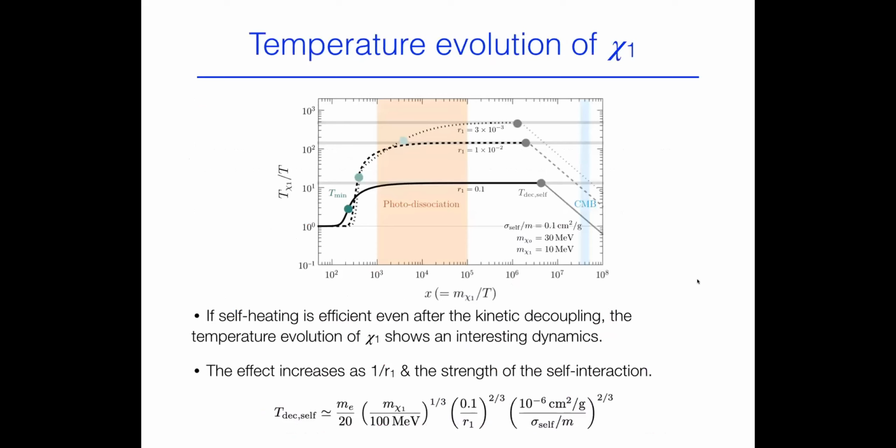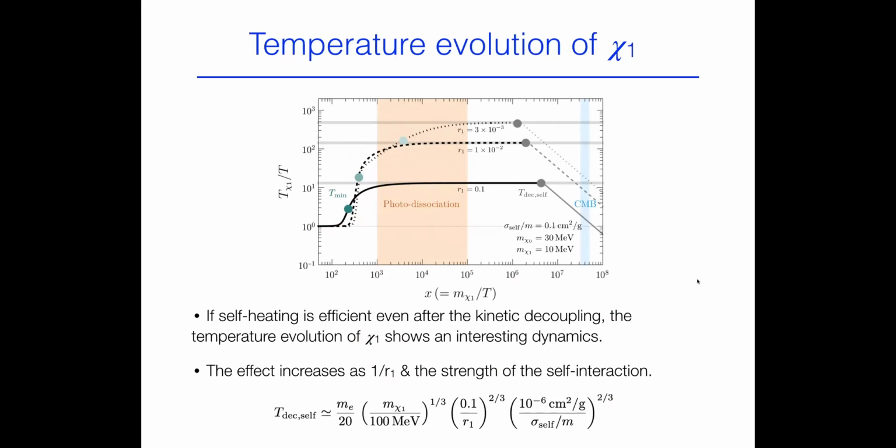This is what the temperature evolution of the light dark matter looks like after considering this self-heating mechanism. So self-heating can increase the temperature of light dark matter even at the time of photodissociation. If self-heating is efficient even after the kinetic decoupling, the temperature evolution of light dark matter shows interesting dynamics. The effect increases as its fraction decreases, right?